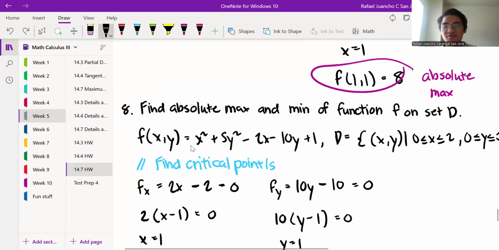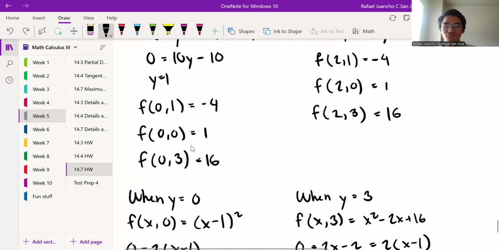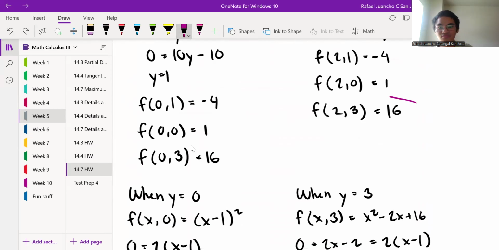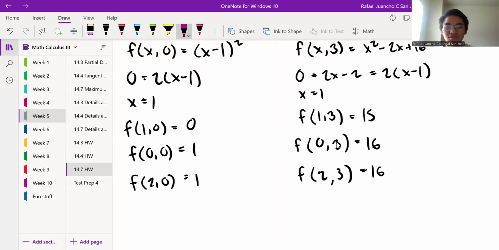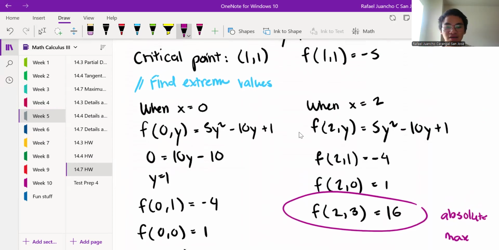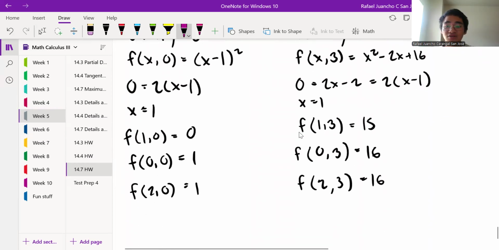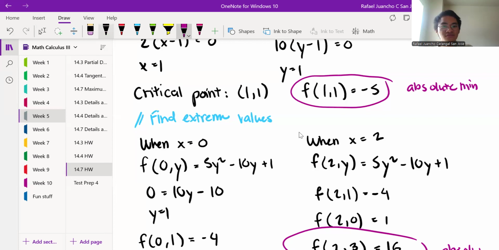Okay, so from there, now we find which one's the absolute max and min. Which one's the biggest number? 16, right? This is an absolute max. Absolute max is 16, and they're located at 0, 3 and 2, 3. And then the minimum is actually the critical point. This is the absolute minimum. And it's only at -5.